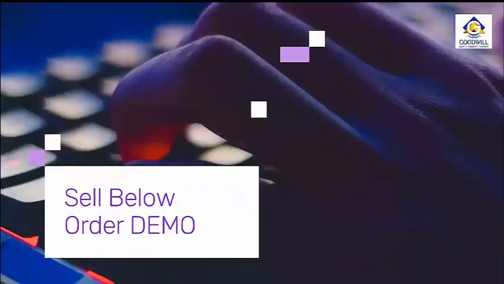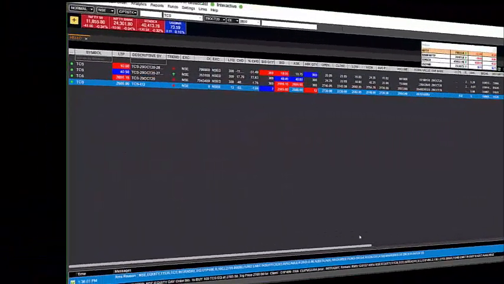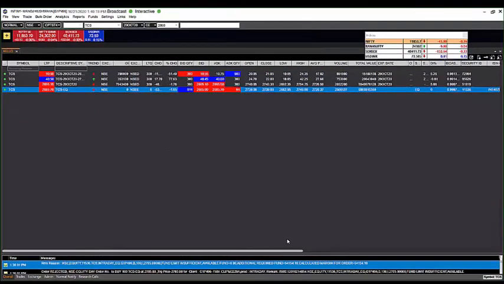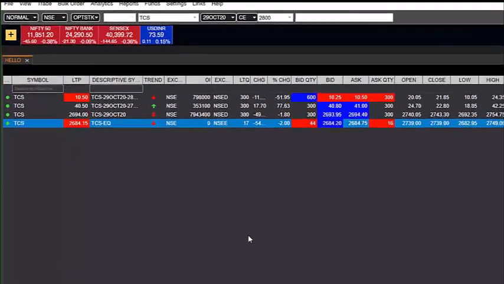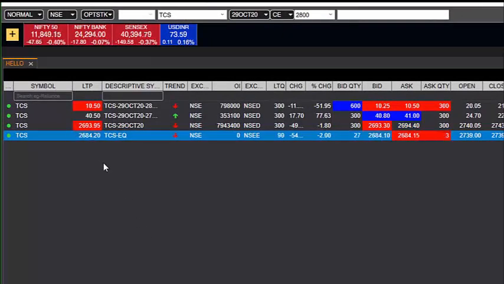Now a look at a demo of how to place a sell below order. Once again, we are back to our Infinity Trading Terminal. Now you would like to sell below a particular price. First off, let us check the current market price of TCS. It is trading close to 2684. You would like to sell it below 2680.